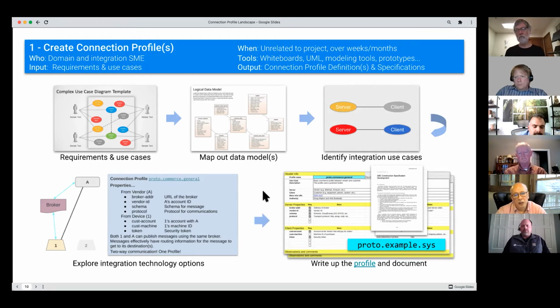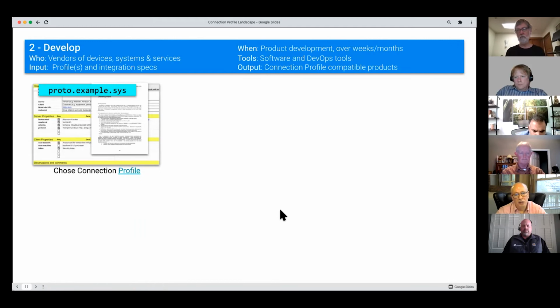You then go to the second phase, which is the development phase. Here, you or I are developers or vendors of a particular system: how do we make the system compatible with a connection profile? This is typically something product managers do. They look at the profile and say, okay, our system needs to be compliant to that. So what is the process?